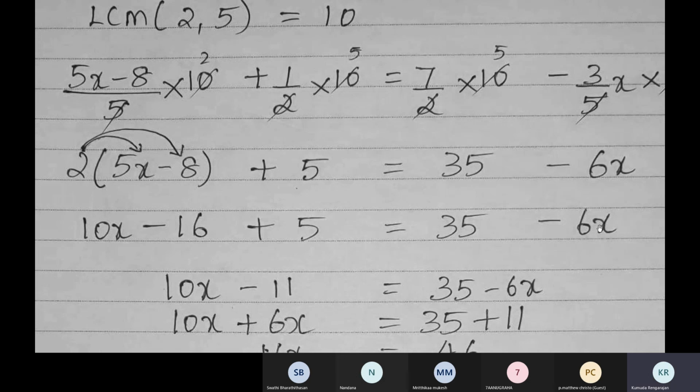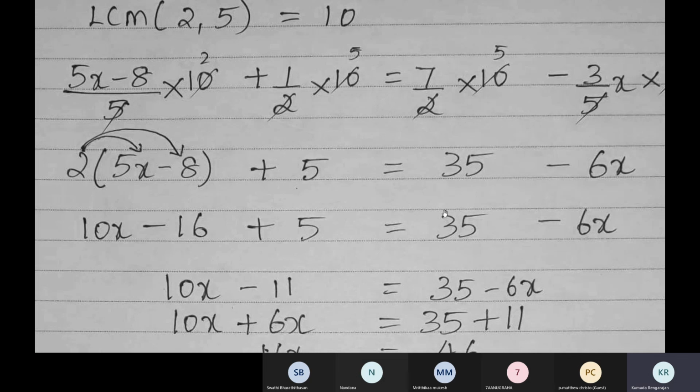35 minus 6x. This has x, this is only 35. They cannot be added or subtracted. So write it as it is. Now gather the x terms. Now we are almost trying to find the value of x. Why x terms? Because x terms only can be simplified. So gather the x terms on one side and the numbers on the other side.